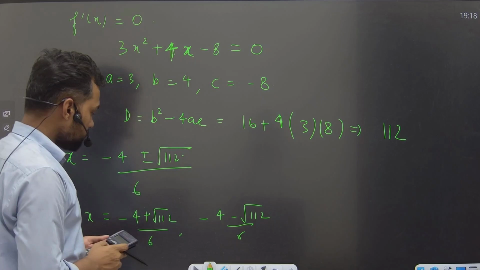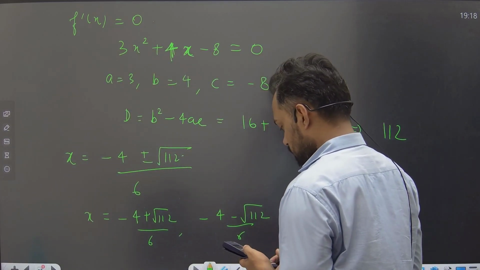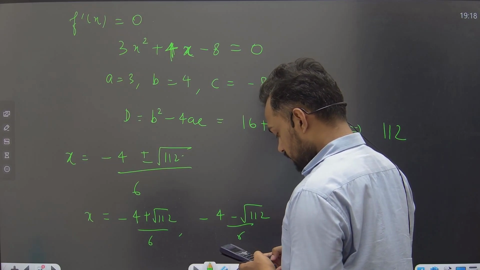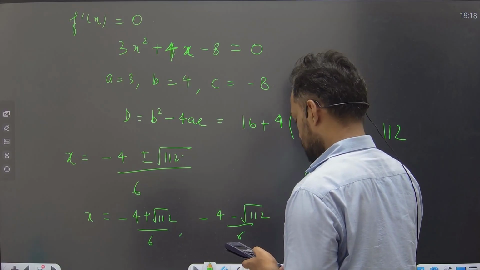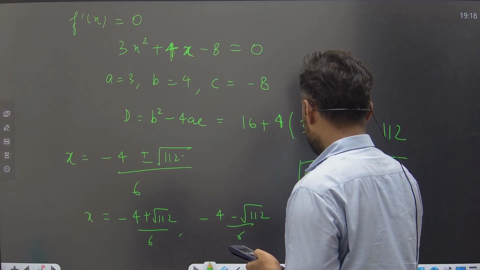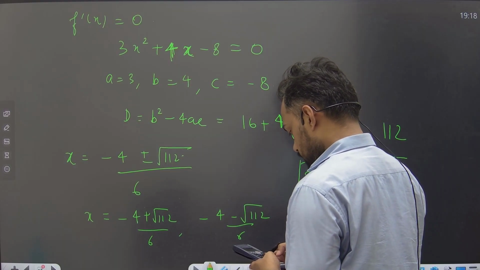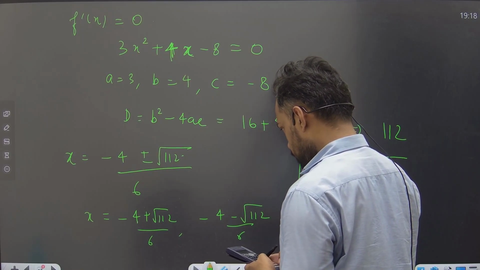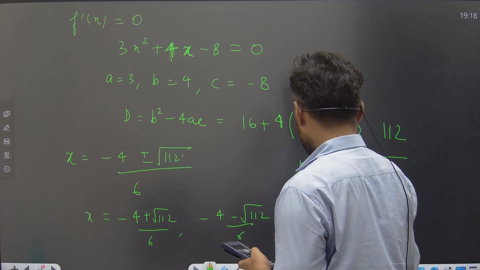Okay. So what will be the root of this particular part? That is 10.58. Negative of 4 plus 10.58 gives 6.58, divided by 6 gives 1.09. So one value which we are getting is 1.09, student. And the second value, root of 112 plus 4 divided by 6, we will get 2.43.